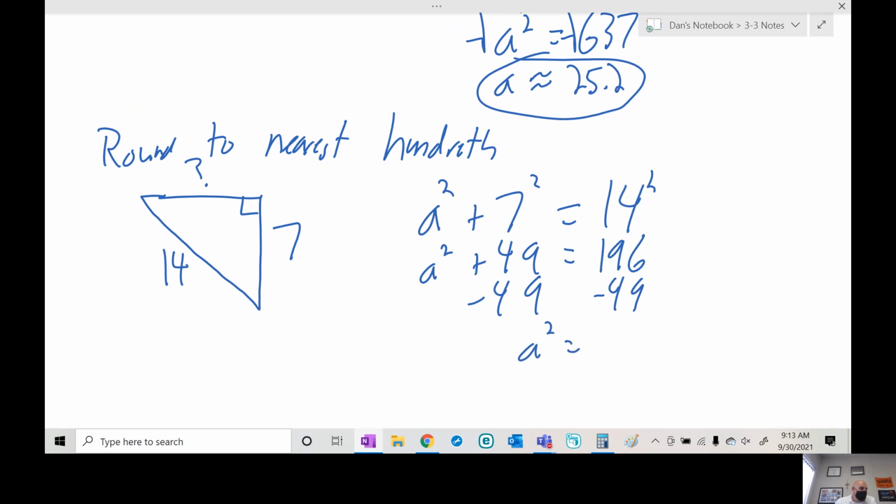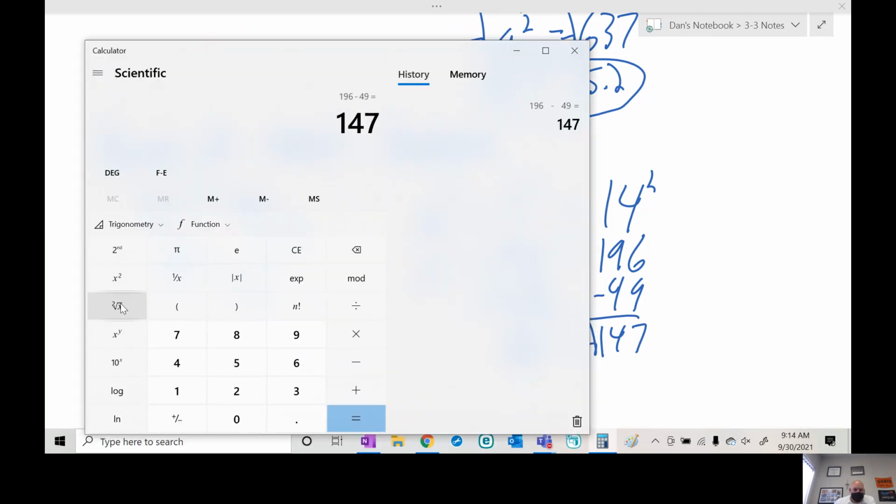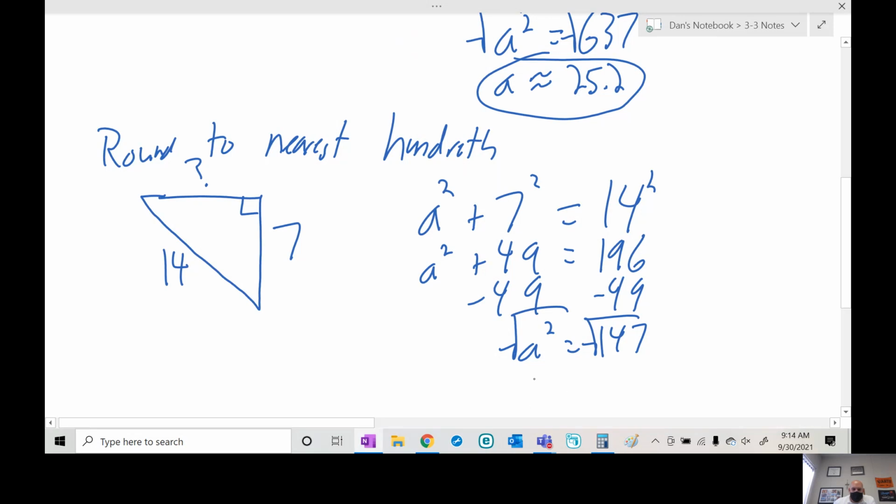A squared equals, I don't know off the top of my head, 196 minus 49, 147. Then you take the square root of 147. And we're rounding to the nearest hundredth. So that 4 makes that 2 stay the same. A is about 12.12.